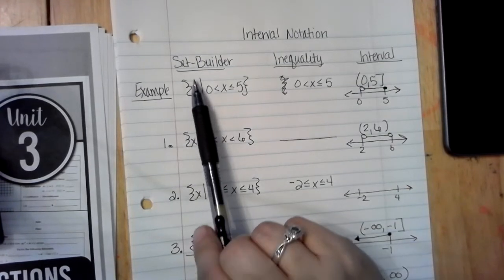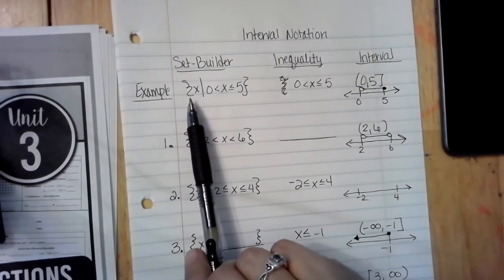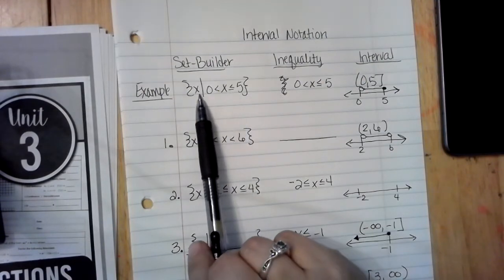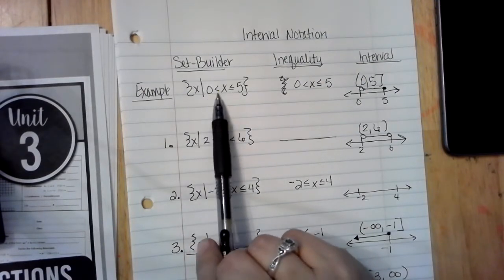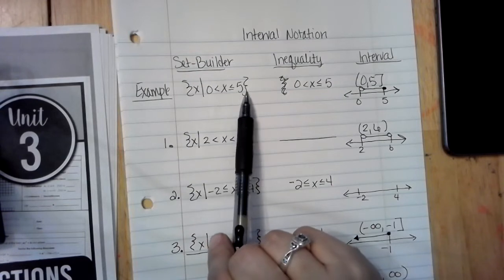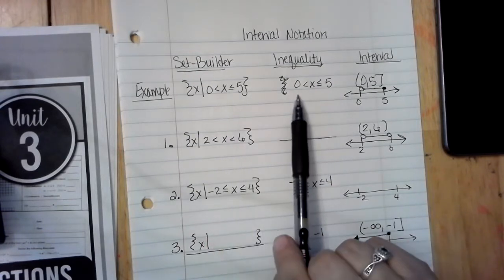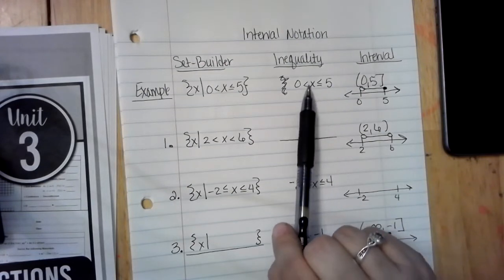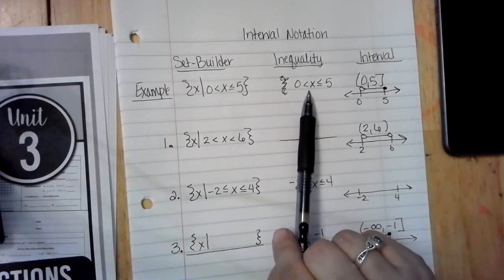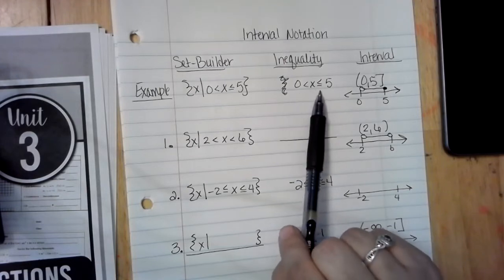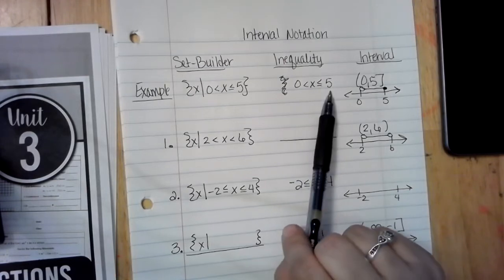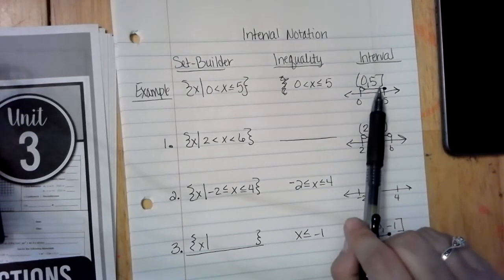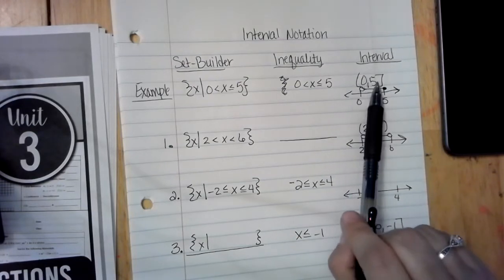We see that when we're doing set notation, it will always have the brackets on either side, or braces, and then it will be x such that 0 is less than x is less than or equal to 5, and then braces. On inequality, we drop the braces and we just identify it, but we still have to make sure that we identify what our variable is. So in this case, it's 0 is less than x, x is less than or equal to 5. When we do interval notation, we drop the variable completely and we simply do our two endpoints.